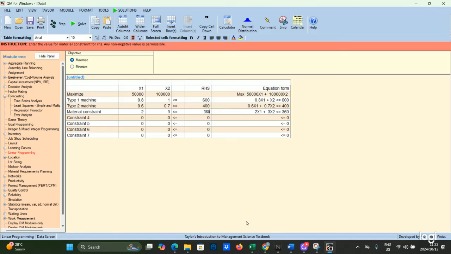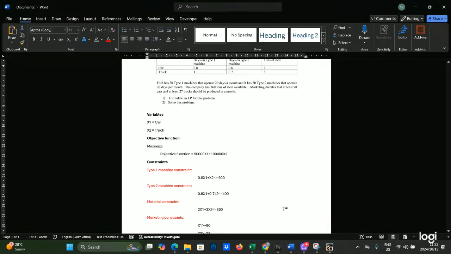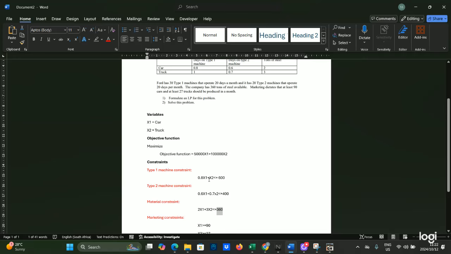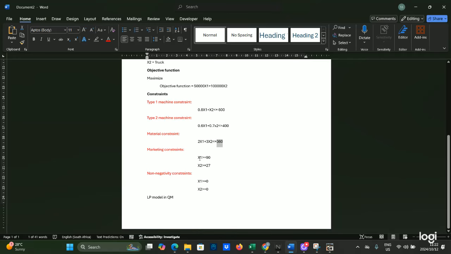And now we move on to this constraint. So now the marketing constraint. For X1, they just said X1 can exceed 90. Like in normal algebra, there's one X1, but as you already know in math, we omit that one and just write X, or X1 in this case.